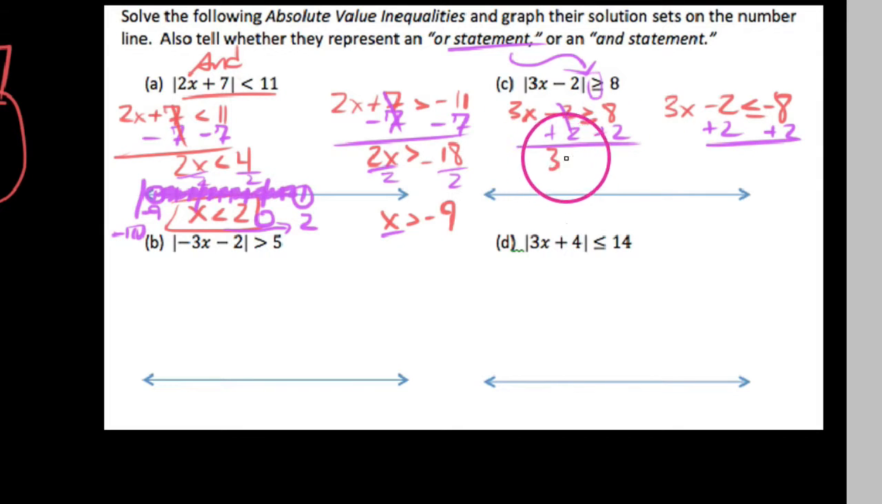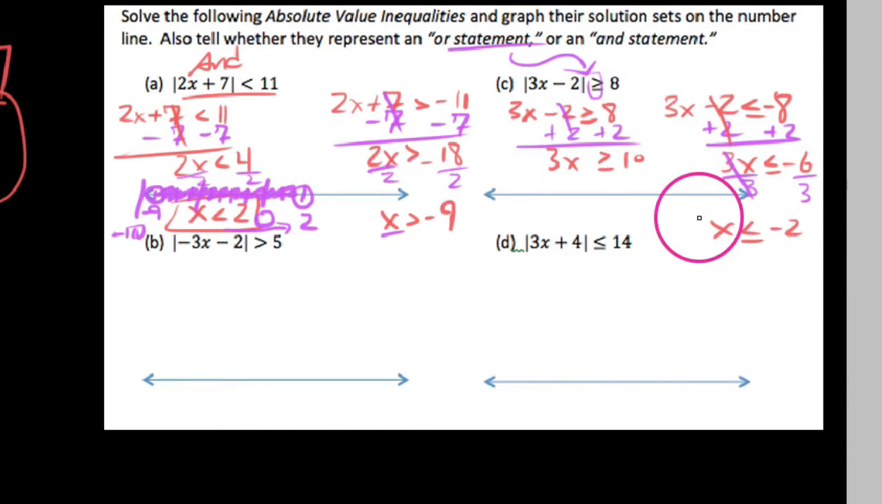So we say, all right, 3x is greater than or equal to 10. In this case, we get this here. We say 3x is less than or equal to negative 6. And again, this is a two-step inequality. It's this guy here. Then we say, all right, dividing by 3 here. Divide by 3, divide by 3. We get x is greater than or equal to 10 thirds.